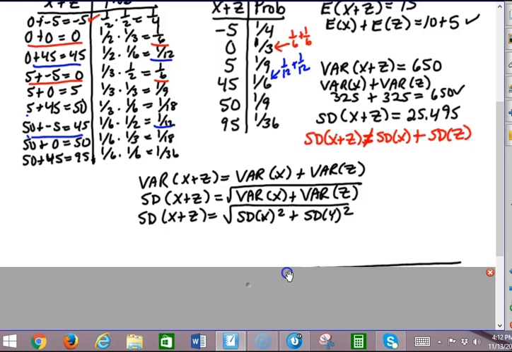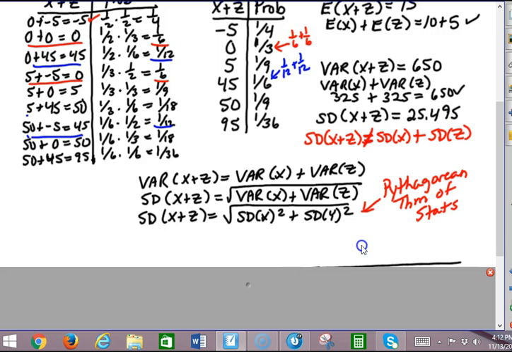This is known, kind of informally, as the Pythagorean theorem of statistics. Remember the Pythagorean theorem: c squared equals a squared plus b squared. So to find c, we would take the square root of a squared plus b squared. So we kind of call this the Pythagorean theorem of statistics.